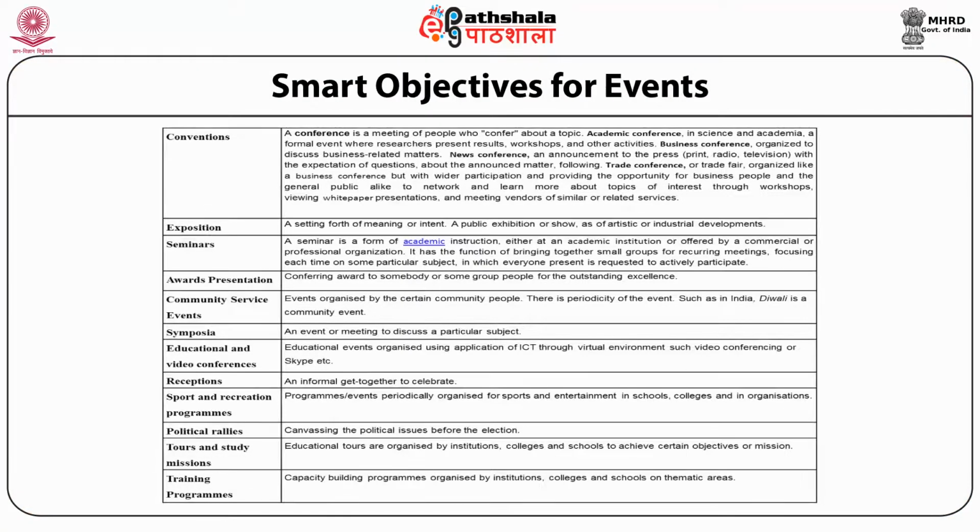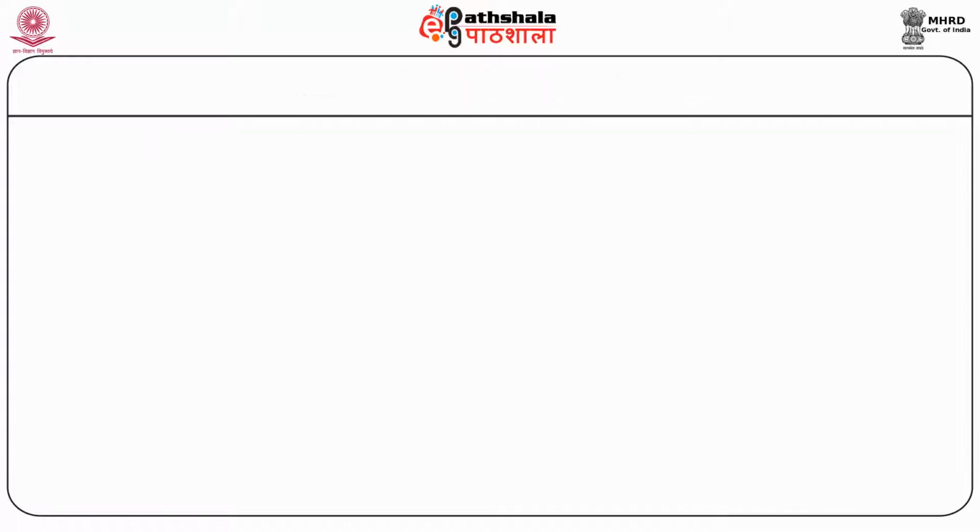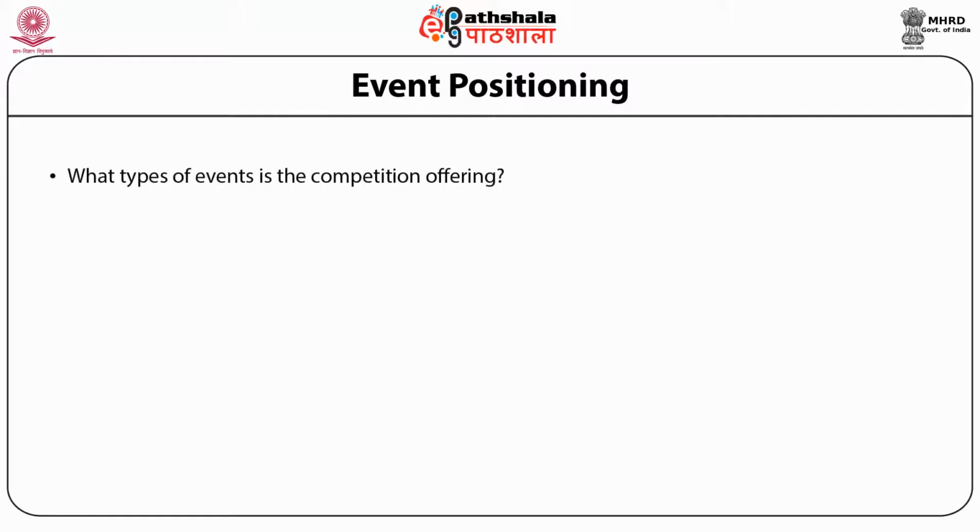Now, there are several kinds of events, several categories which I have described in the module, and I don't want to go deep into that, but the classifications are like conventions, expositions, seminars, awards presentations, community service award events, symposia, educational and video conferences, receptions, sports and recreation programs, political rallies, tours and study missions, and training programs. One of the fundamental things is event positioning. What type of event is the competition offering?